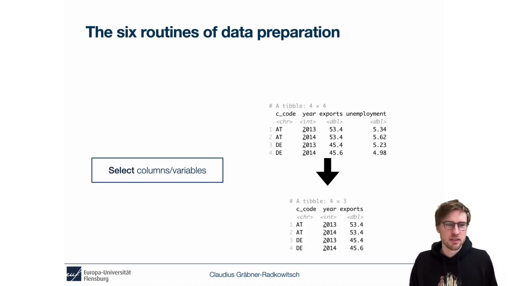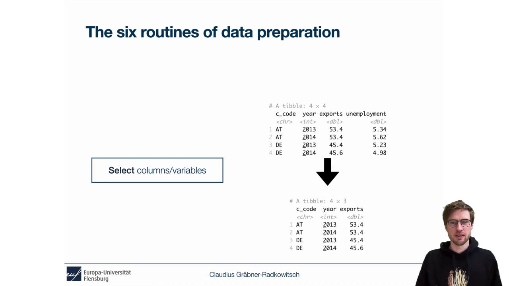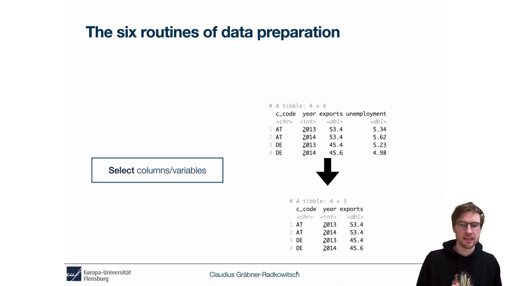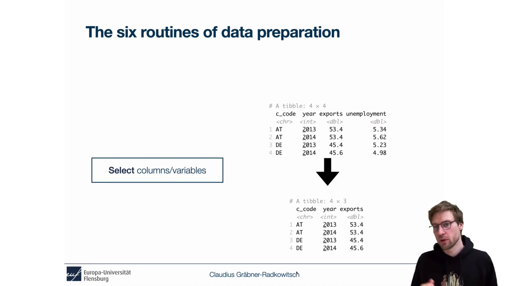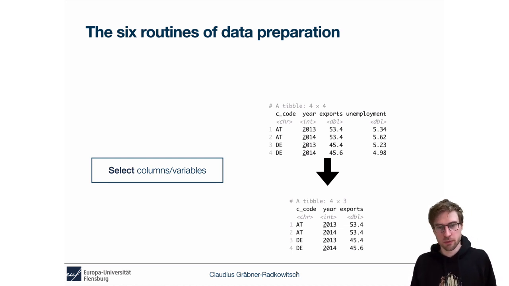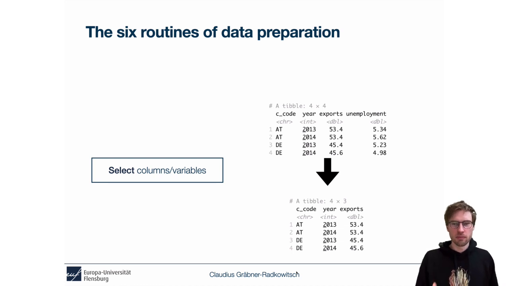A separate routine refers to selecting. Here it's about reducing the number of columns. So in the upper data set, you see you have information for Austria and Germany on exports and unemployment. In case you're only interested in the exports, you might want to get rid of the column referring to unemployment data. So here it's really about selecting or deselecting columns and variables. In this case, you might want to deselect the column unemployment, or you want to select the columns C code, year and exports. So selecting is in some sense the complement to filtering, only that selecting refers to select columns and filtering refers to filter rows.